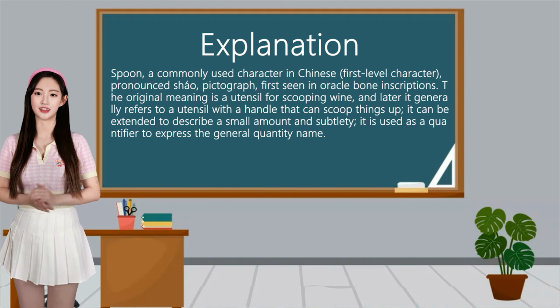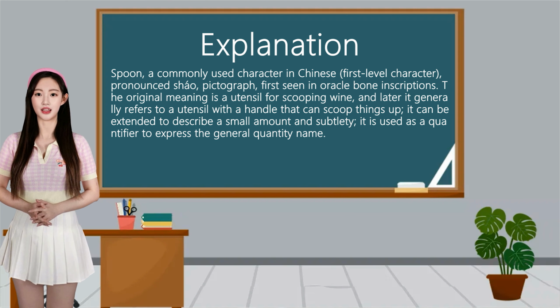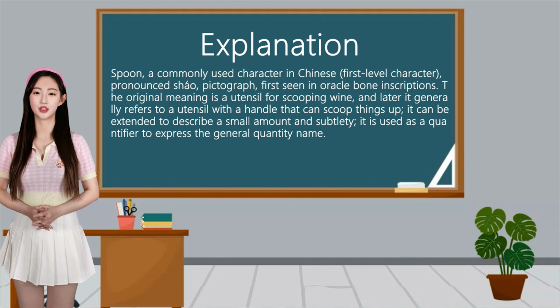Spoon. A commonly used character in Chinese. First level character. Pronounced shao. Pictograph. First seen in oracle bone inscriptions. The original meaning is a utensil for scooping wine.